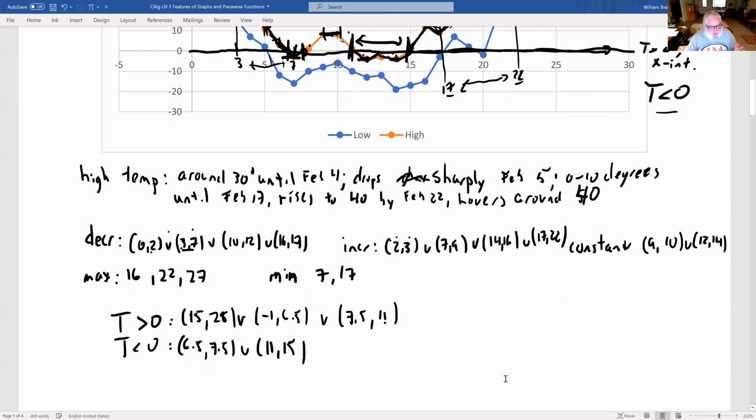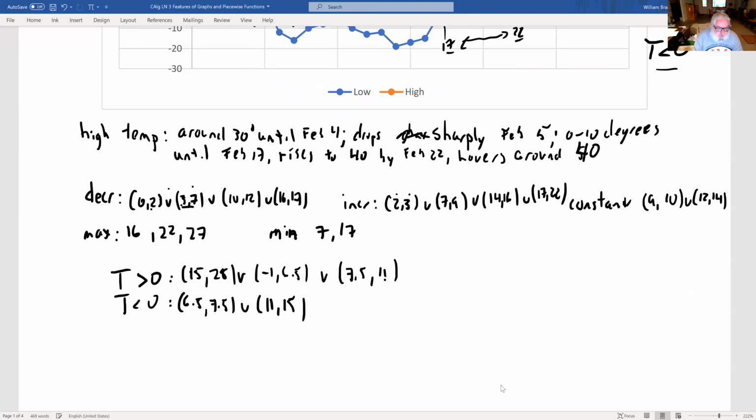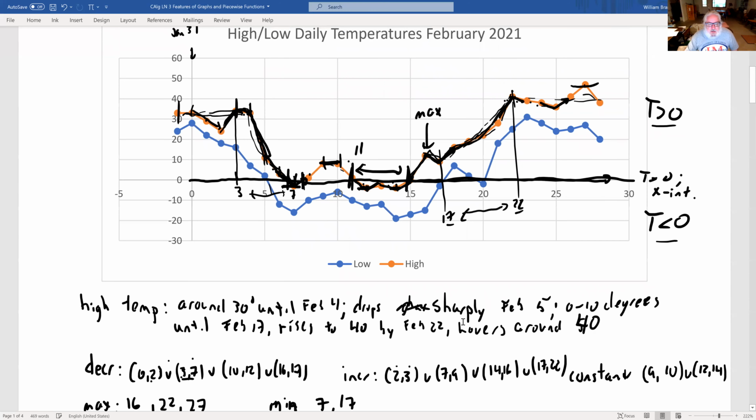And so what happens at the x-intercepts? Well, 6.5 was where we changed from positive to negative. 7.5 is where we changed from negative to positive. And 11 is where we changed from positive back down to negative. And then 15 is we changed from negative back to positive. And so those must be places where temperatures were 0. Those are x-intercepts. And you can do the same sort of analysis for the cold temperatures, right?